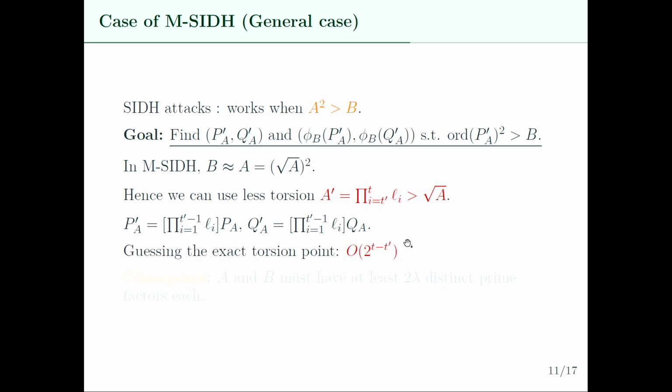And the number of solutions of the secret scalar, in this case, is 2 to the t minus t prime. So we need to take this value large enough. And at least t prime is larger than t over 2 by definition. So A and B must have at least 2 lambda distinct prime factors, respectively. This is the general case of MSIDH.